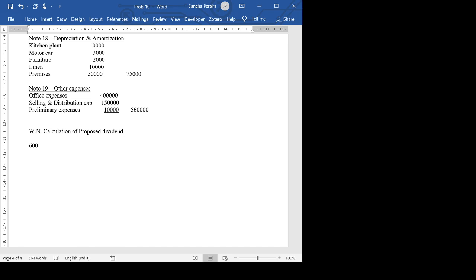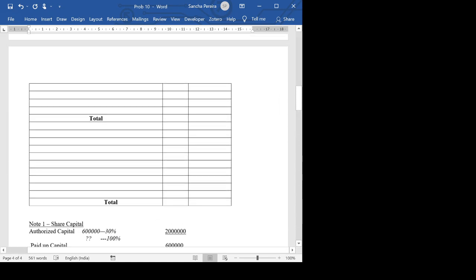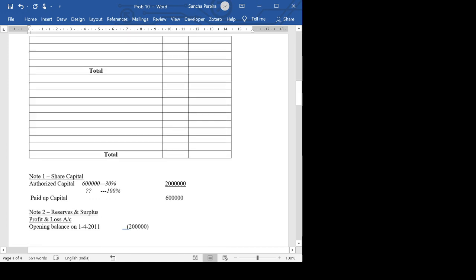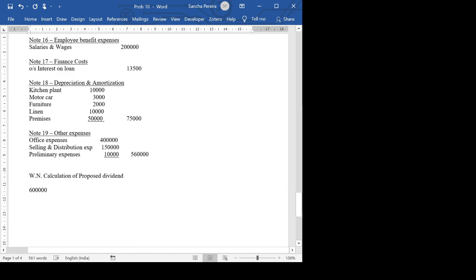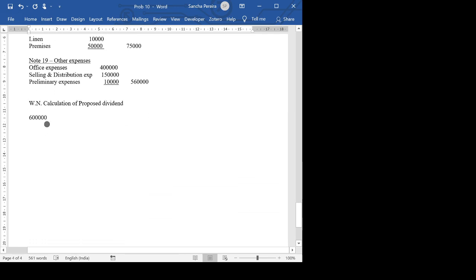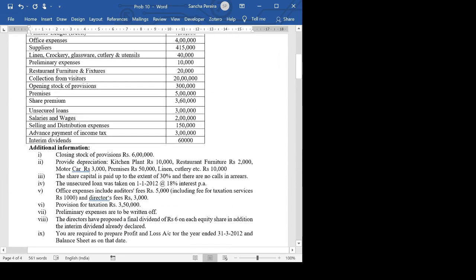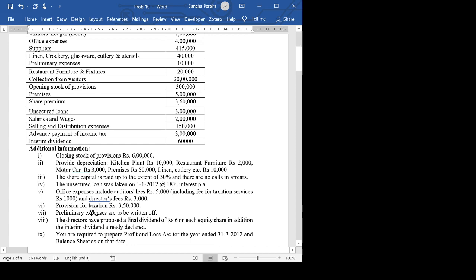We know that 6 lakhs is the total paid up capital. We need to know it's rupees 6 per share that they are paying. So how are we going to get the number of shares? What I'm going to assume is that each share is 100 rupees. Each equity share is 100 rupees, and only 30 rupees has been paid up. How do I know 30 rupees has been paid up? They've clearly said here in the adjustments, the equity share, what is that?